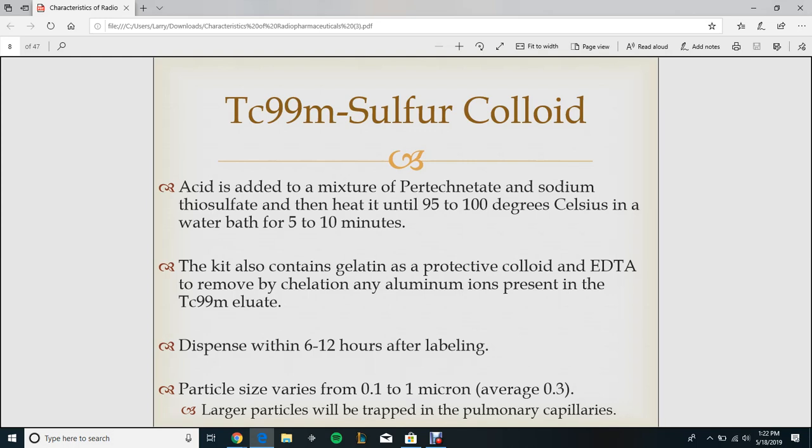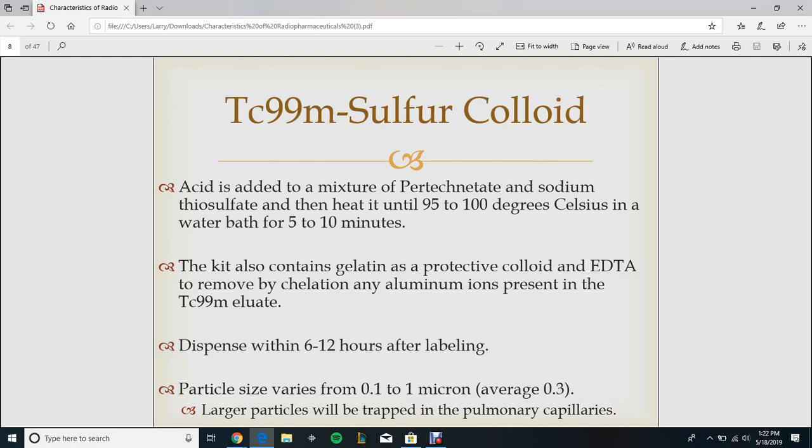Technetium sulfur colloid. Acid is added to a mixture of pertechnetate and sodium thiosulfate and then heated until 95 to 100 degrees Celsius in a water bath for 5 to 10 minutes. The kit also contains gelatin as a protective colloid and EDTA to remove by chelation any aluminum ions present in the technetium-99m eluate. Dispense within 6 to 12 hours after labeling.